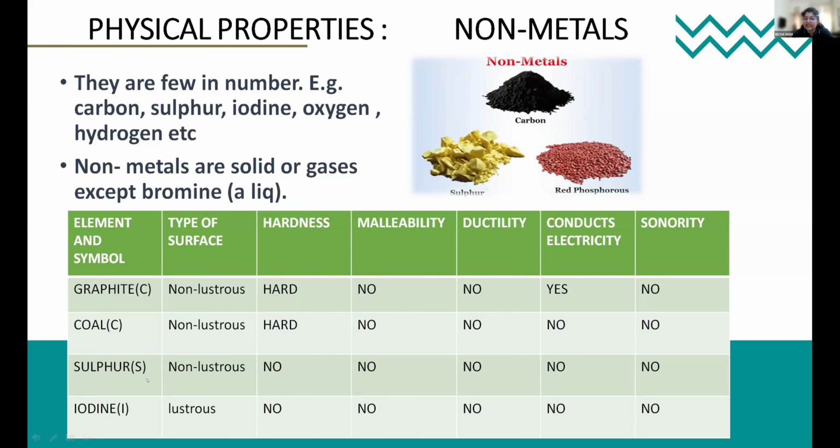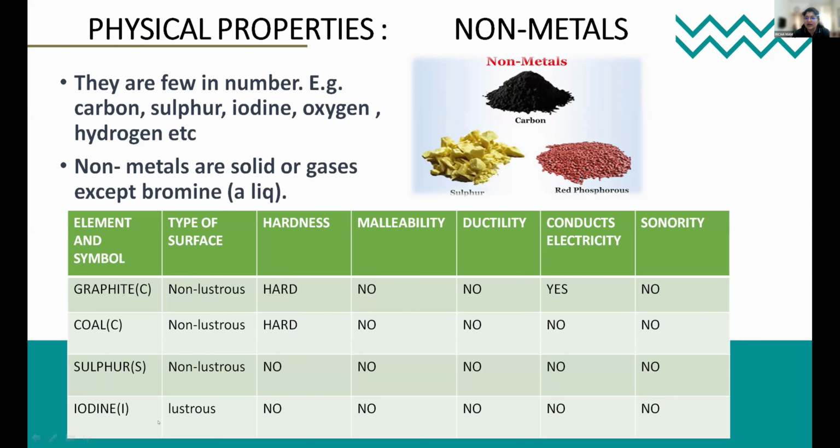Next element is sulfur. It is also non-lustrous, it does not have a shiny surface. It is not hard. Malleability, no, it cannot be converted into thin sheets, nor into thin wires. It does not conduct electricity, and it does not produce sound. So no sonority, no conduction of electricity.